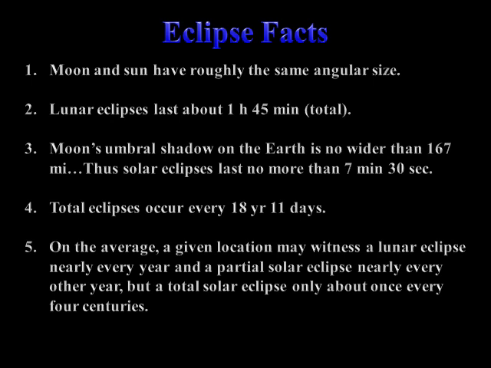Total eclipses occur every 18 years and 11 days. So total eclipses of the sun are actually quite frequent. But the thing is that on average, at a given location on the surface of the Earth, you can see a lunar eclipse just about every year and a partial every other year. But a total solar eclipse happens only about once every 400 years at any given location on the surface of the Earth.